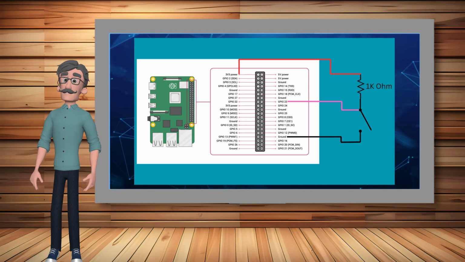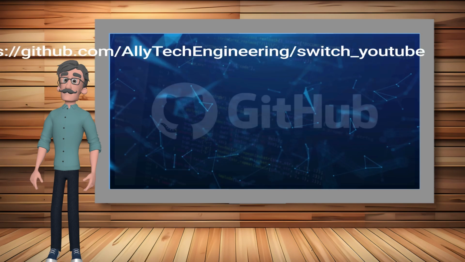Thanks for watching. That wraps up our Flutter-embedded Raspberry Pi GPIO read a switch tutorial. With these building blocks, you can now create your custom IoT embedded app.